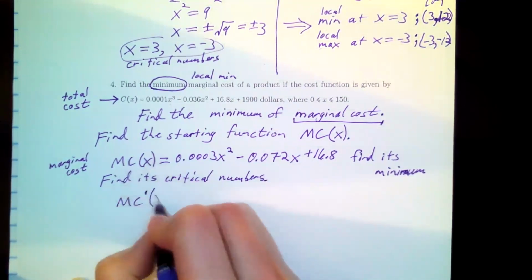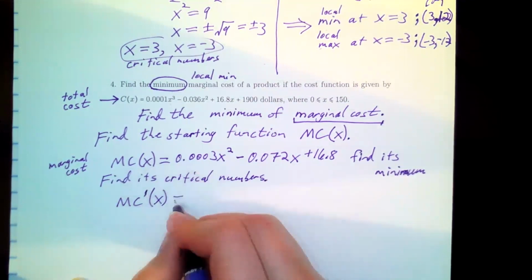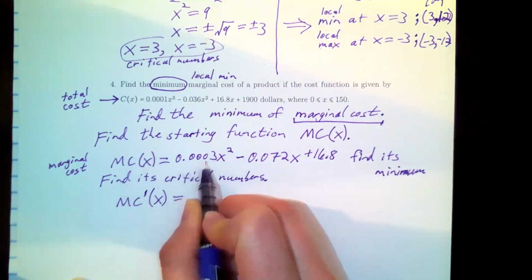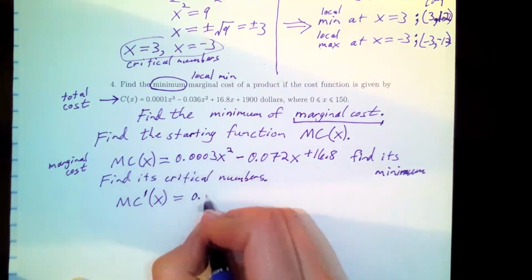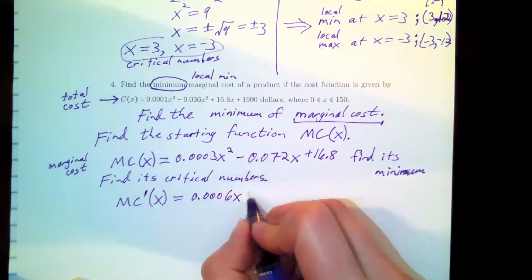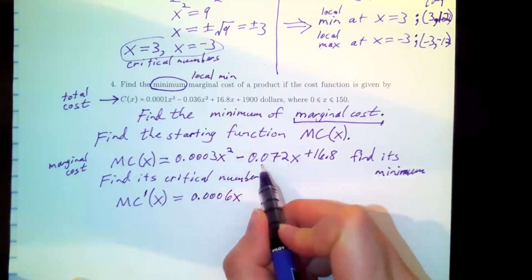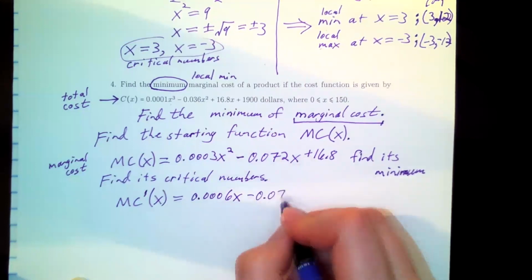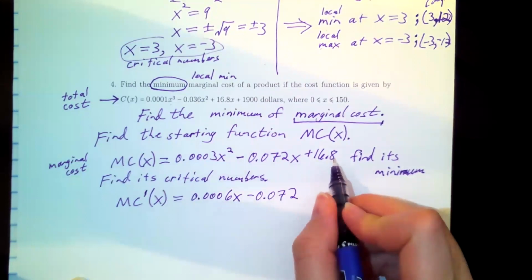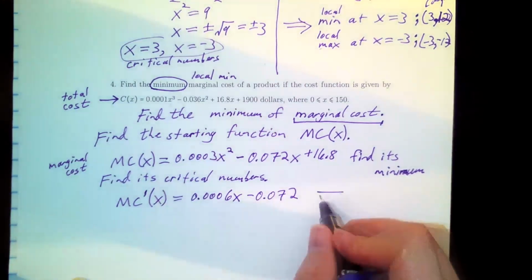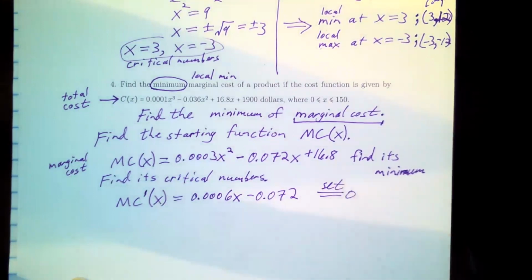I'm going to take its derivative, MC prime, and I get, this is another power rule since I have x squared, 0.0003 times 2 is 0.0006, x to the 2 minus 1, or x to the 1. The derivative of 0.072x is 0.072, and the derivative of 16.8 is 0. So you take this, and I'm supposed to set this equal to 0 and solve for x. This gives me a critical number.